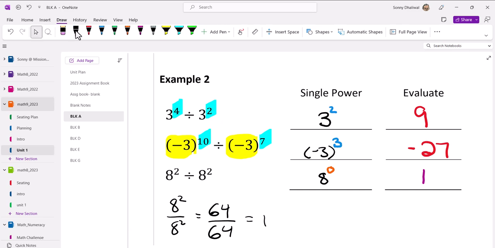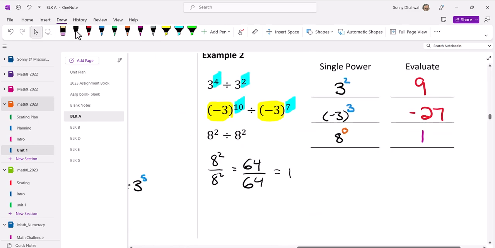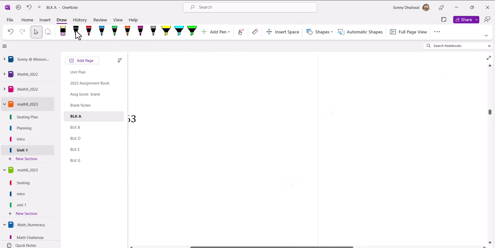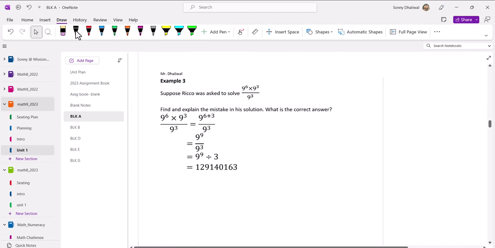That's it. Okay, so now this page, or this lesson actually, has a backside. So flip over the page, we'll talk about the backside. I'm throwing an extra example in there as well.